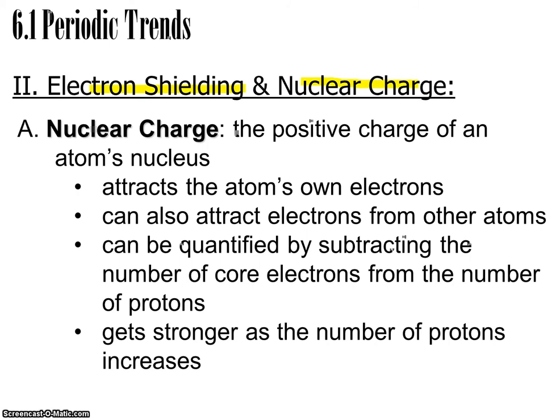First of all, nuclear charge is the positive charge of an atom's nucleus. This positive charge attracts the atom's own electrons. It can also be strong enough to attract electrons from another atom. We can quantify this, actually calculate the charge, by subtracting the number of core electrons from the number of protons in the atom. The trend is that the nuclear charge gets stronger as the number of protons increases. This makes sense because the number of protons is what determines the nuclear charge. Protons are positive, and hence the nuclear charge is a positive charge that is the sum of the protons.